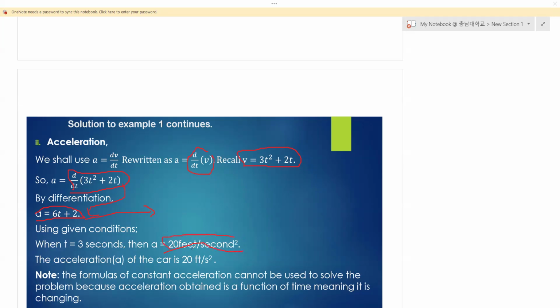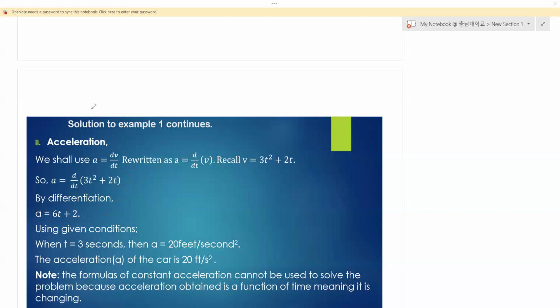Remember, guys, you need to know the units of acceleration as well as the units of velocity. Acceleration is in time squared, it is in the units of length per time squared. So the acceleration of the car would be 20 feet per second squared. Now you need to note, this is very important, that the formulas for constant acceleration cannot be used to solve the problem, because the acceleration obtained is a function of time, meaning it is changing as the time is also changing.